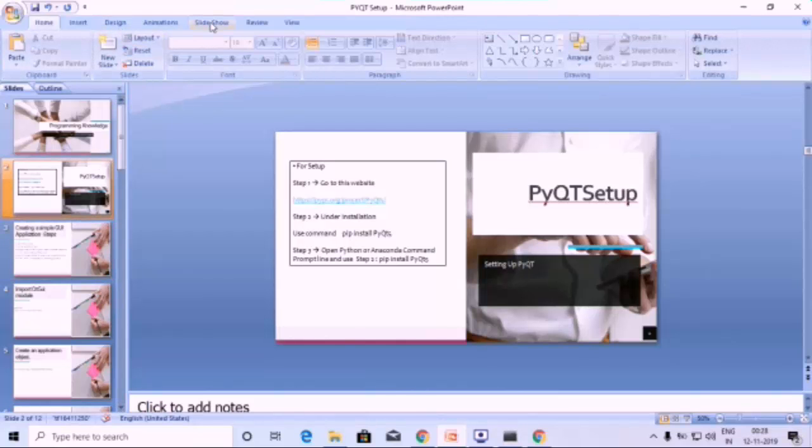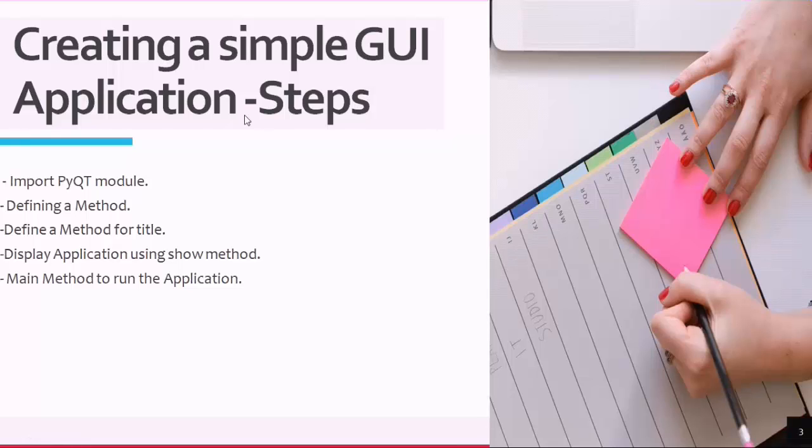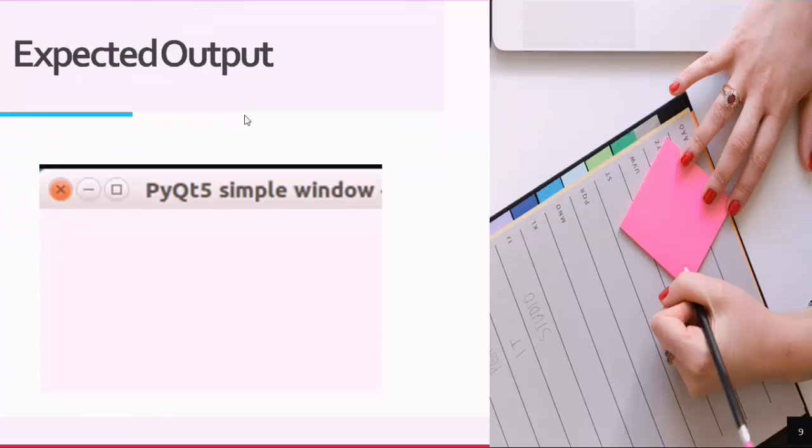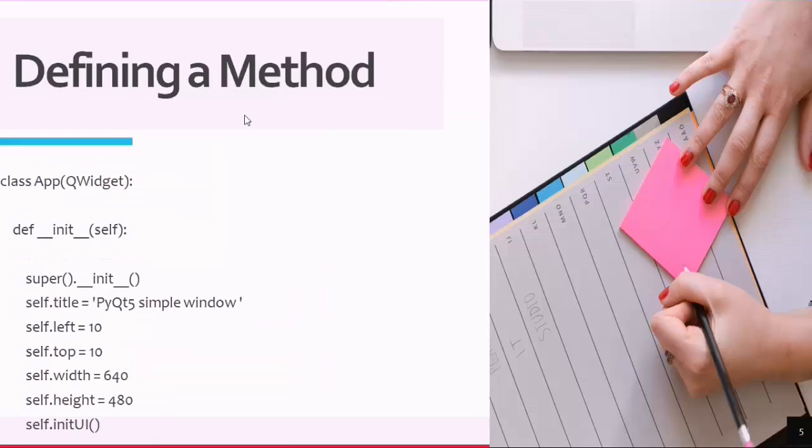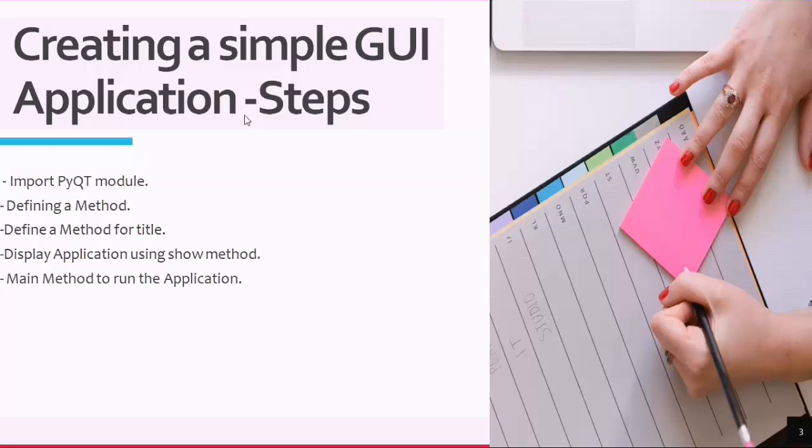So where were we? Now we are going to discuss creating a simple GUI application. There are 5 steps involved in creating a simple GUI application. I'm going to create a simple GUI application in which we are going to display a window along with a header called PyQt5 simple window, in which you will have minimize, maximize and close option buttons. Now let's start discussing the code that we are going to use for creating that application.